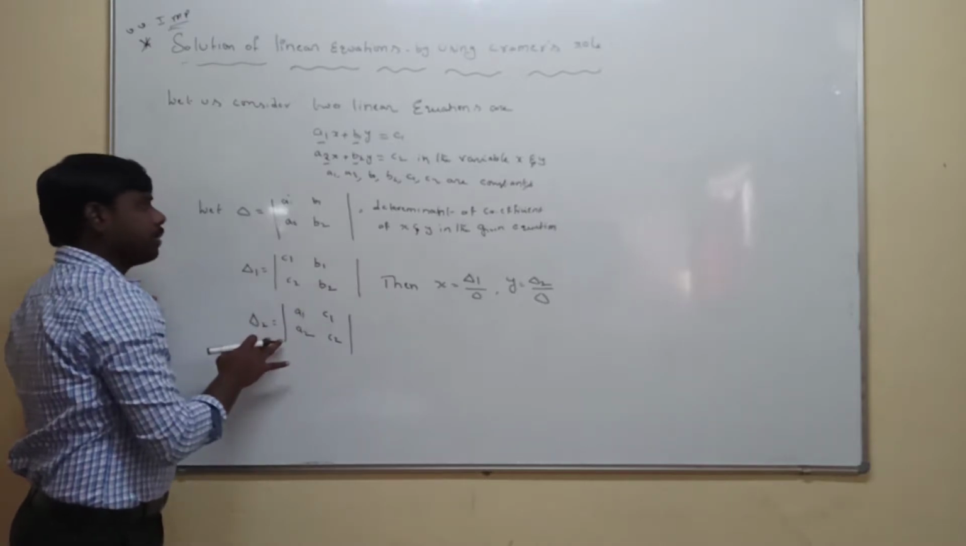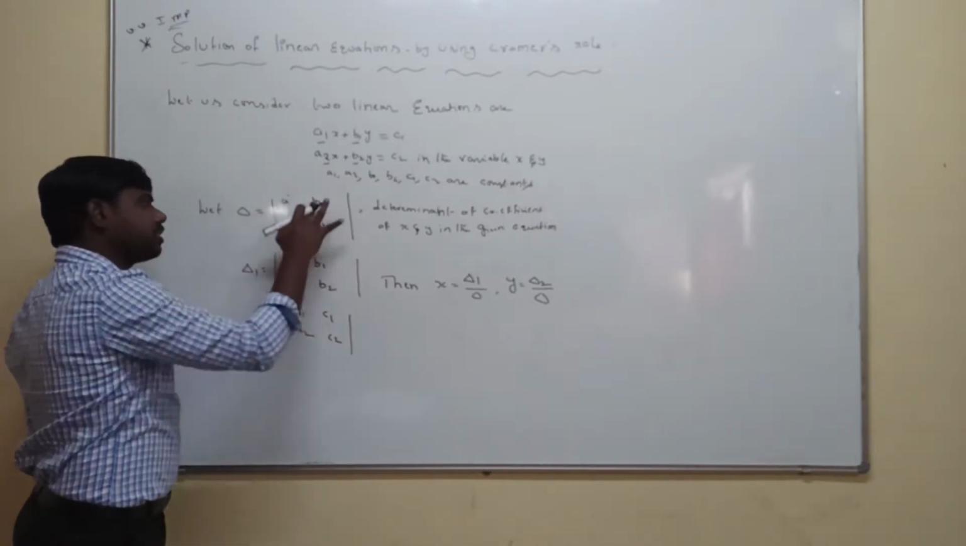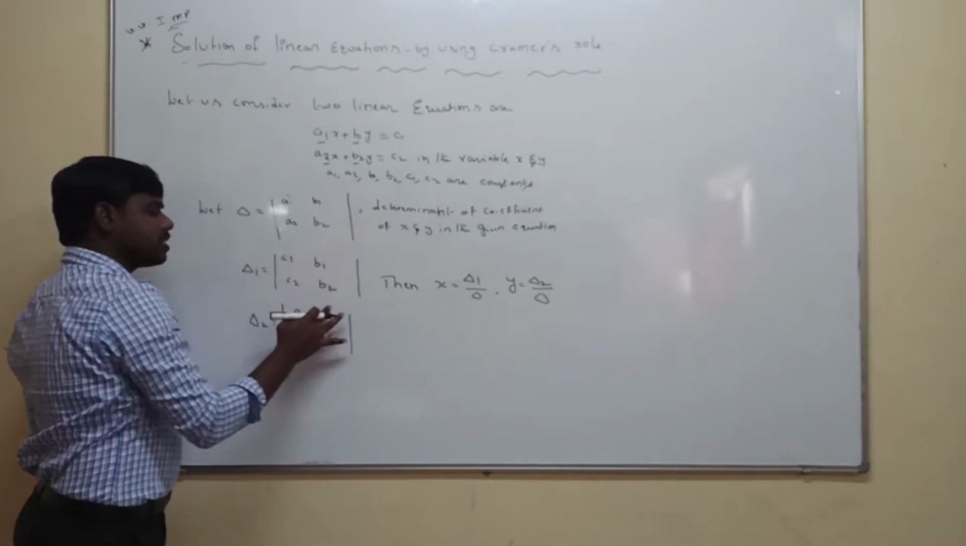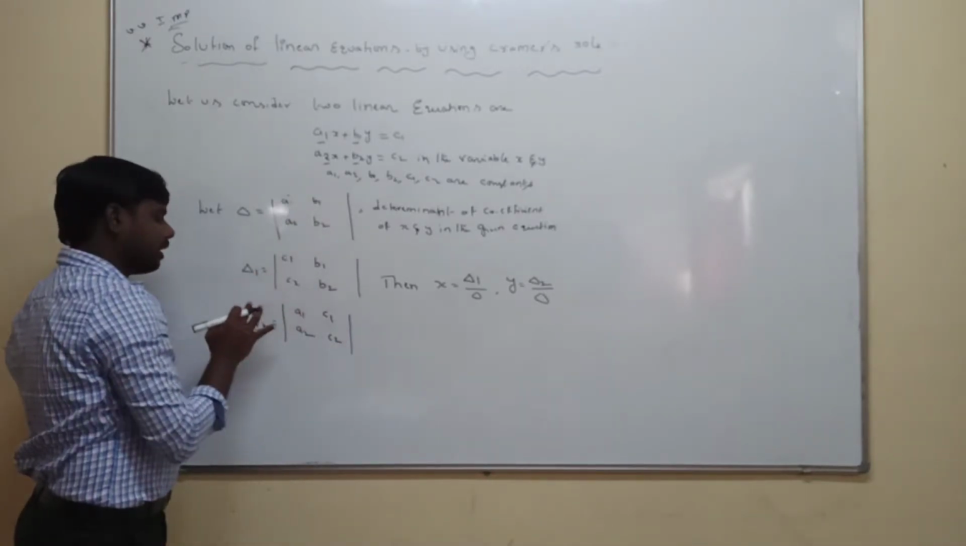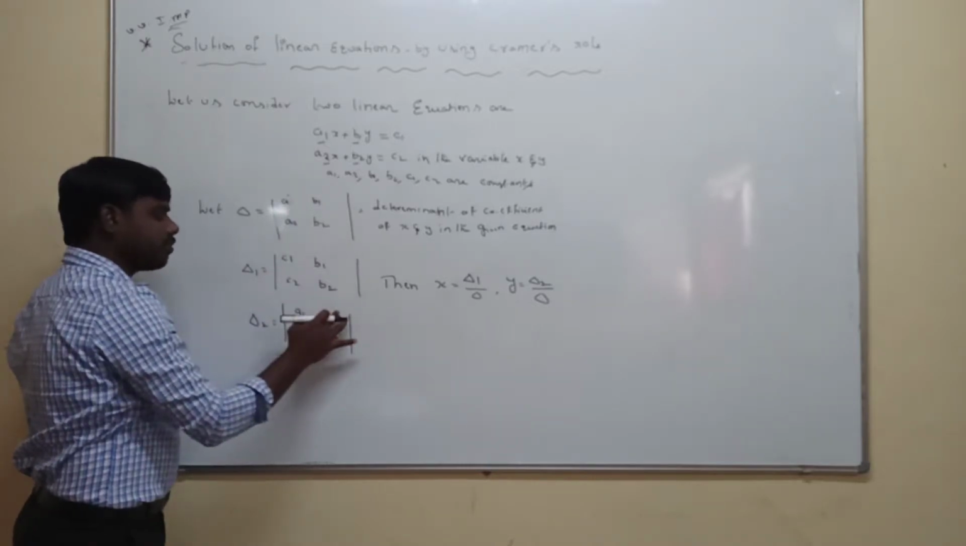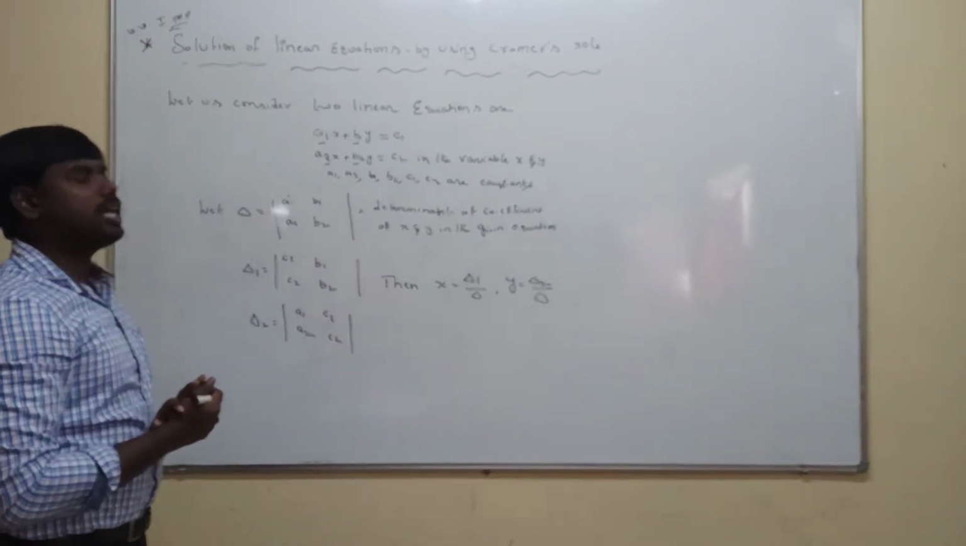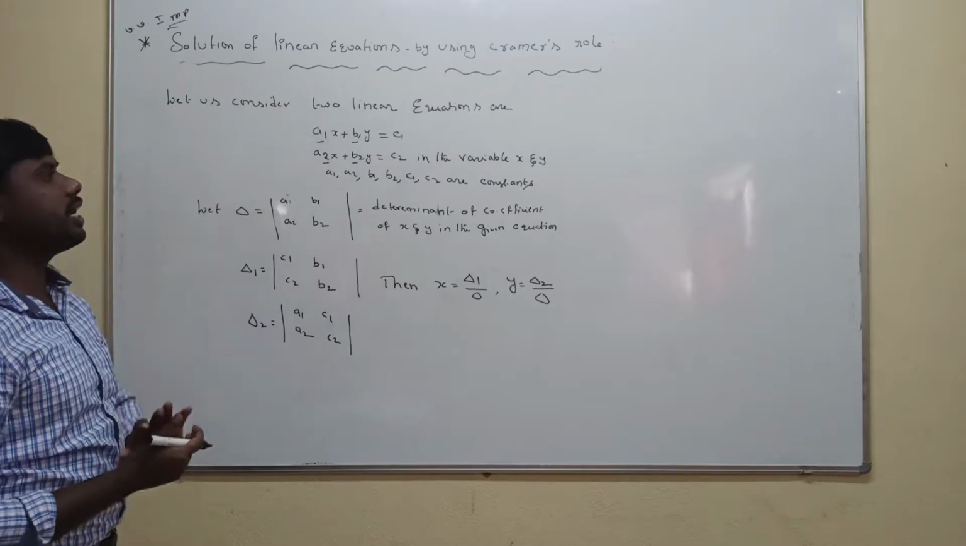Second, delta 2 divided by delta: the first column is written as it is, and the second column is replaced by C1, C2. Delta 1 means the first column replaced by C1, C2. Delta 2 means the second column replaced by C1, C2. This is for linear equations; here they gave two linear equations.